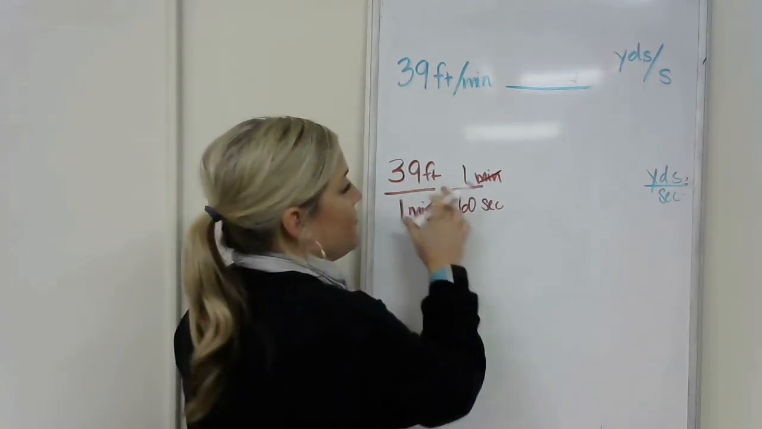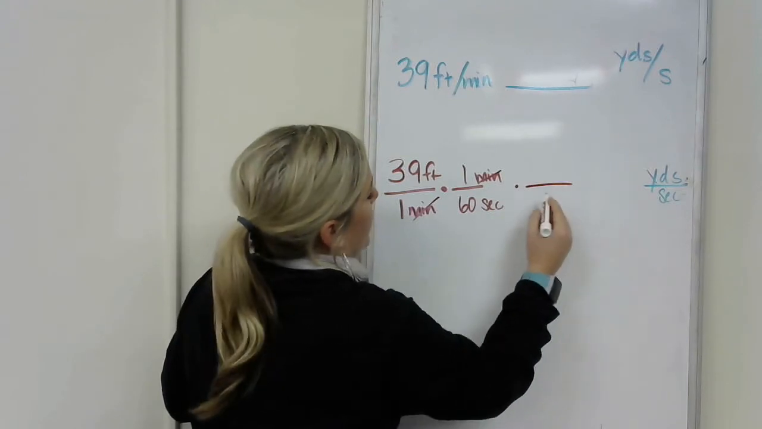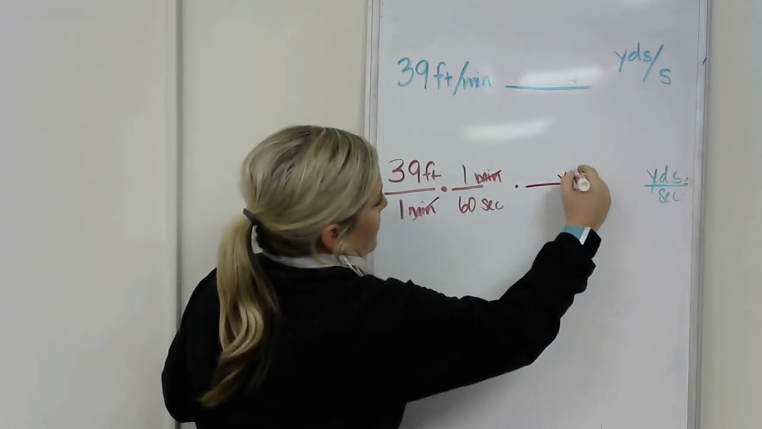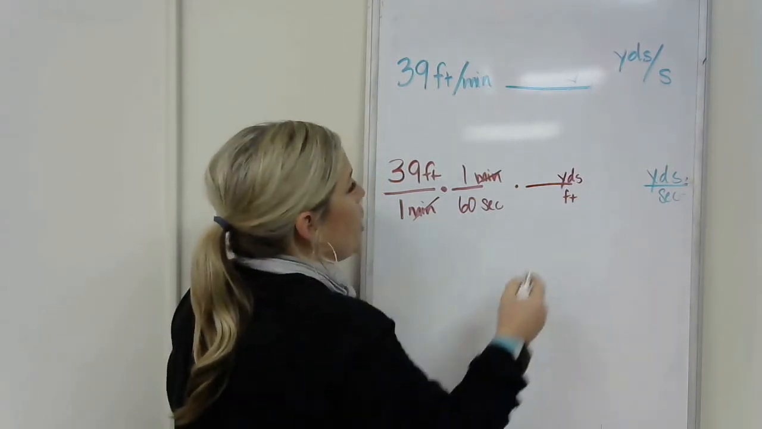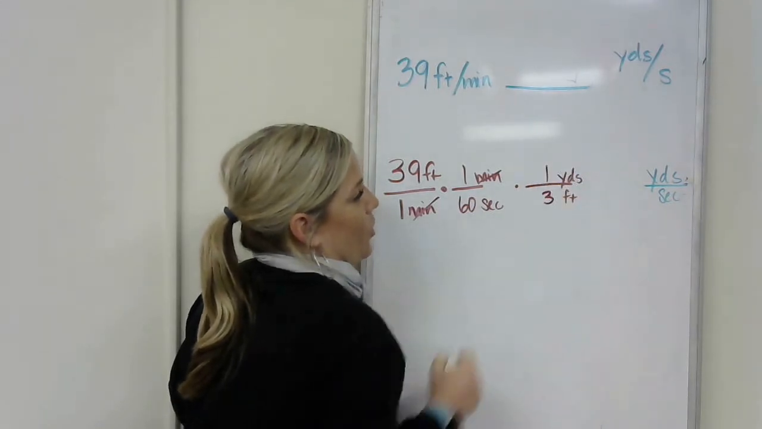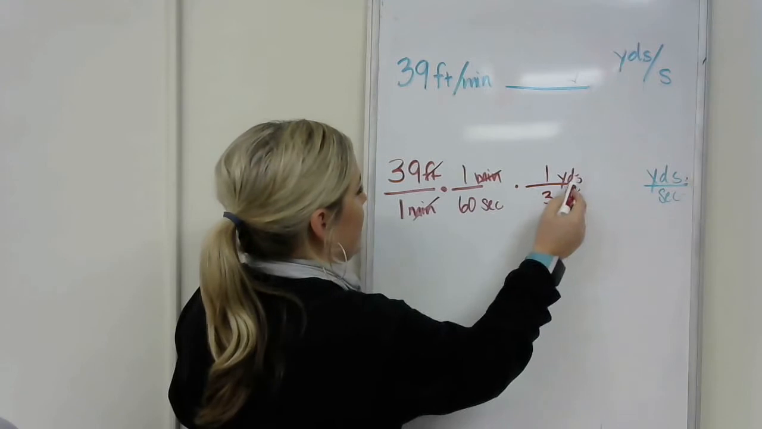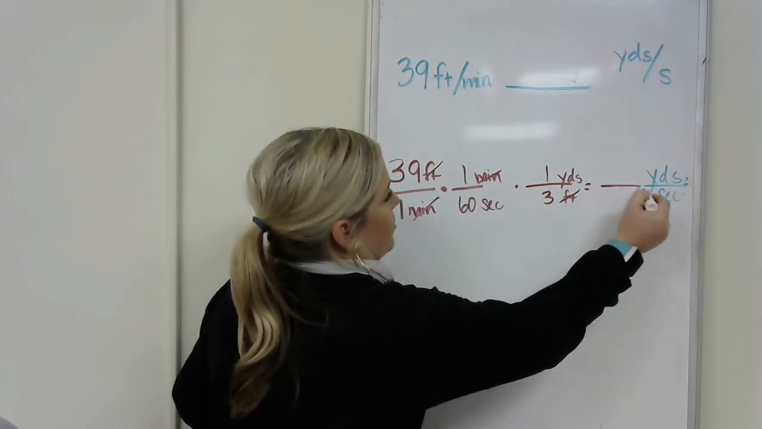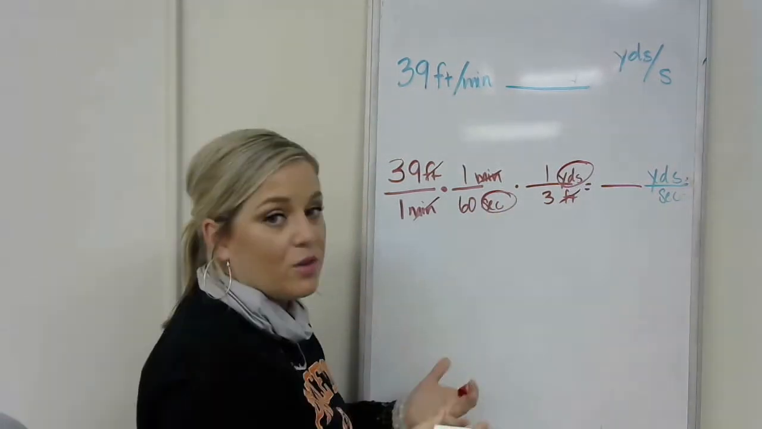Now I've got feet per second, but I need to be at yards. So I need to get yards on top, and I need feet on the bottom. So I know for every 3 feet there is 1 yard, right? So now I can get rid of feet, and now I'm left with yards on top and seconds on the bottom. So now just do the math.